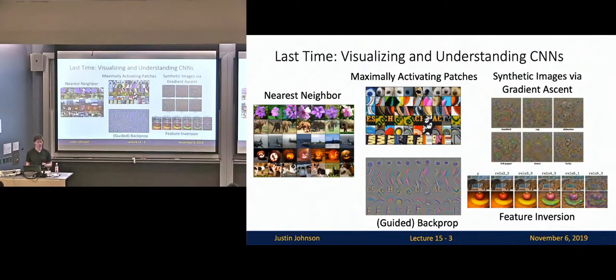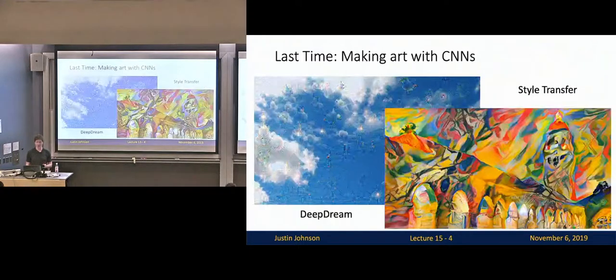feature inversion. And of course, we also saw that a lot of these same techniques that could be used for understanding CNNs could also be used for making fun artwork with convolutional neural networks. So we saw the Deep Dream and the artistic style transfer algorithms as mechanisms for generating artwork with neural networks. And now today we're going to talk about something maybe a little bit more practical, which is a new core computer vision task of object detection.